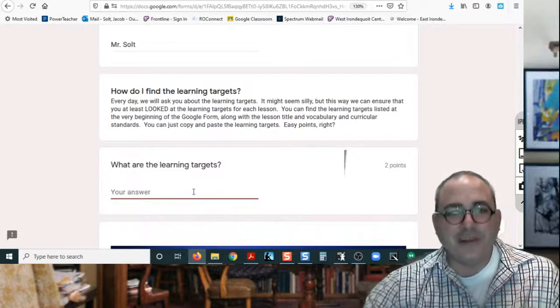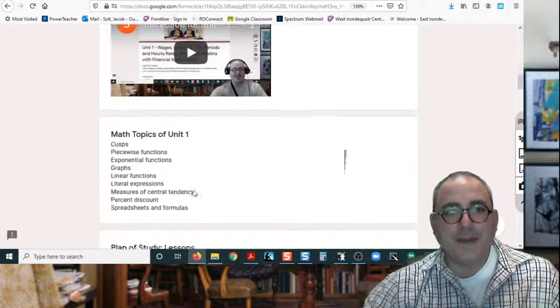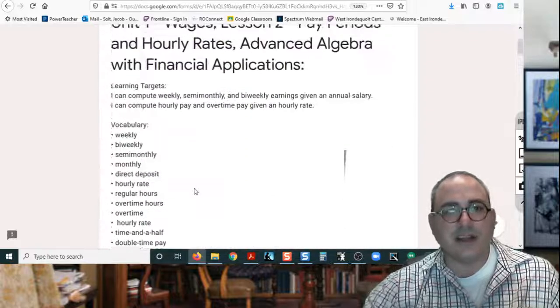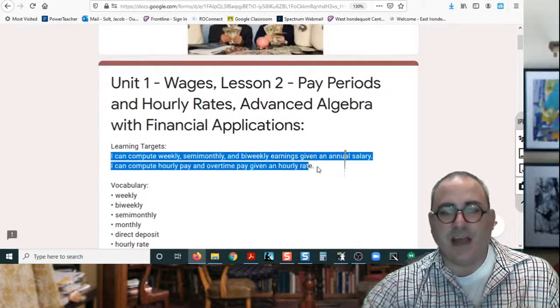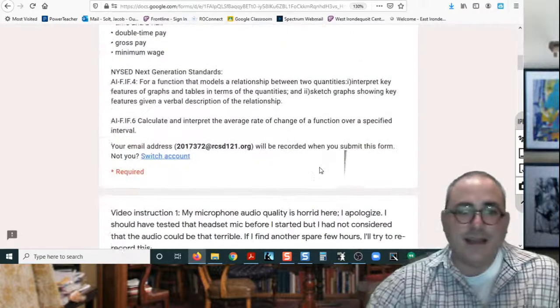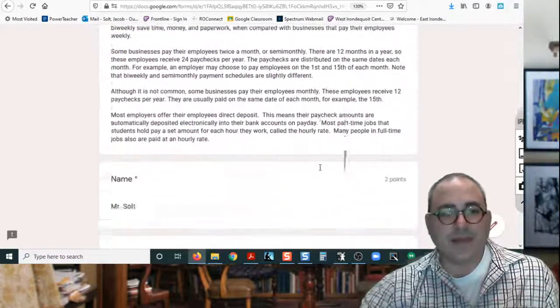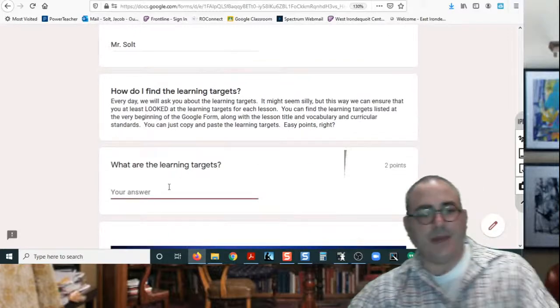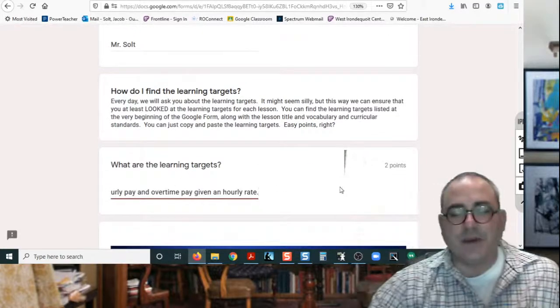Well, learning targets, we went over them. Remember, they were all the way up here. So to answer this question, what are learning targets? You might have to copy and paste. I'm going to highlight these. I'm going to press Control-C, and then I can go back down to my question and paste these learning targets in. That's what it is.